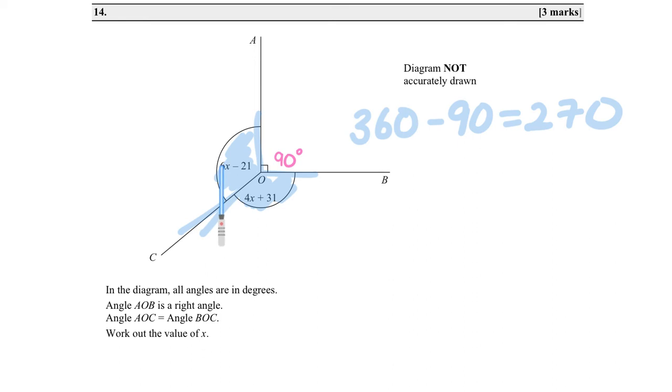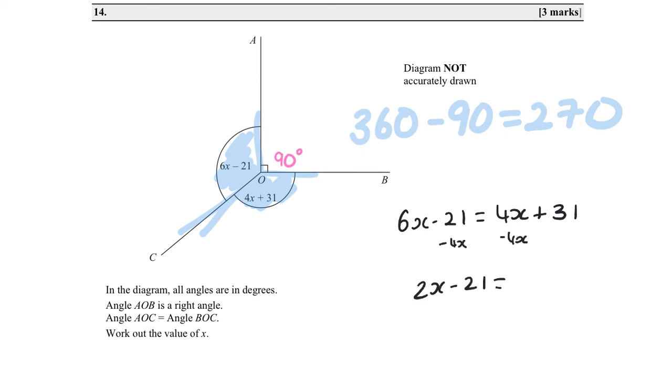So that means, well, we could do this two ways. We could either say 6x minus 21 equals 4x plus 31. Take away 4x from both sides. I get 2x minus 21 equals 31. Add 21 to both sides. I get 2x equals 52. Divide both sides by 2. I get 26 degrees.